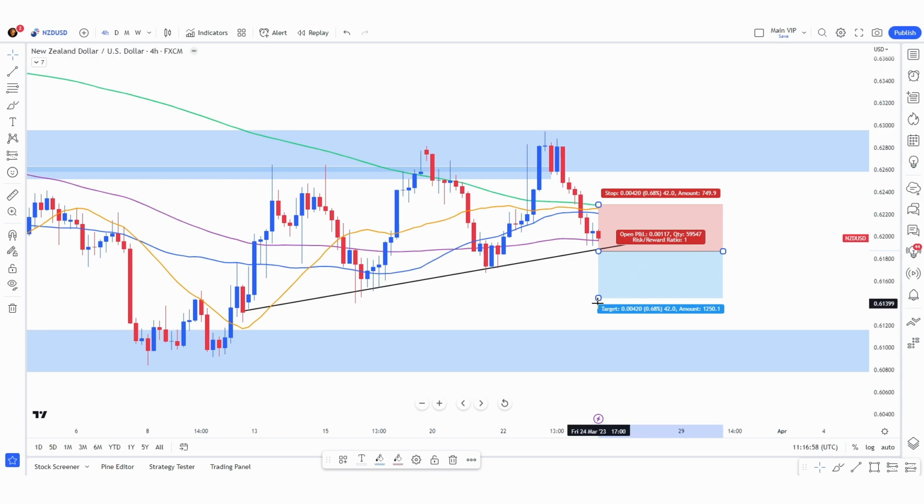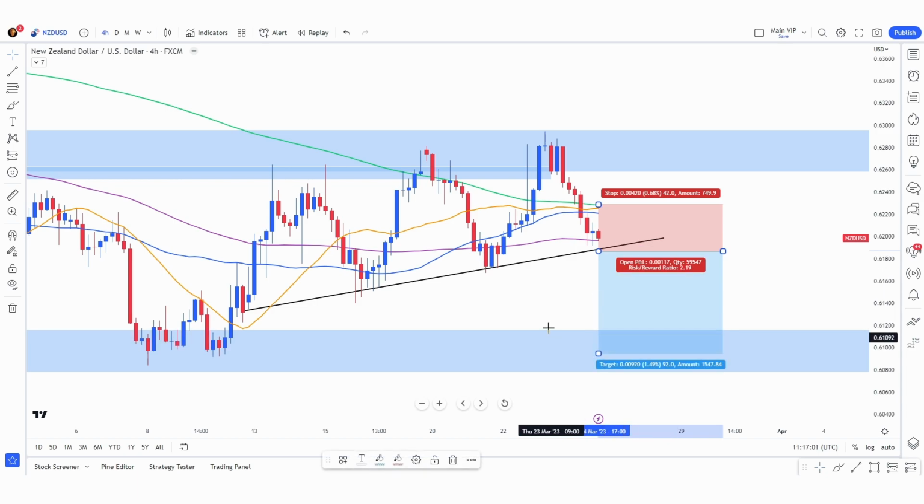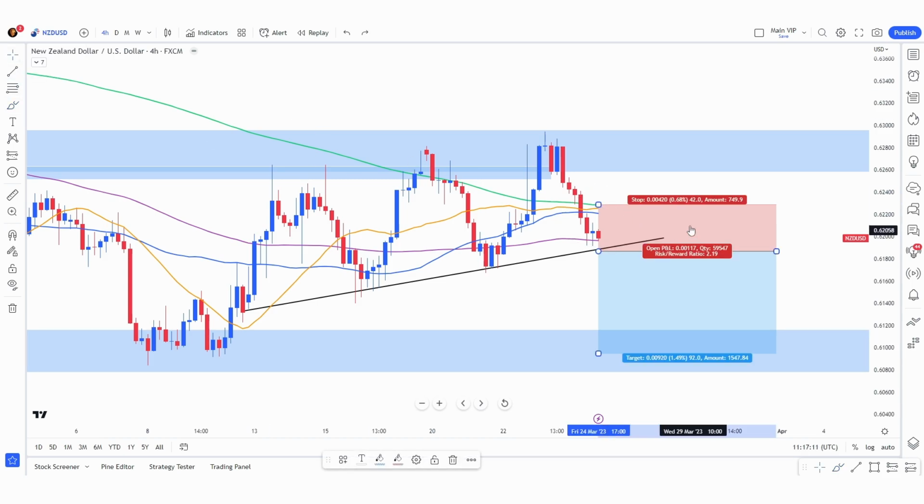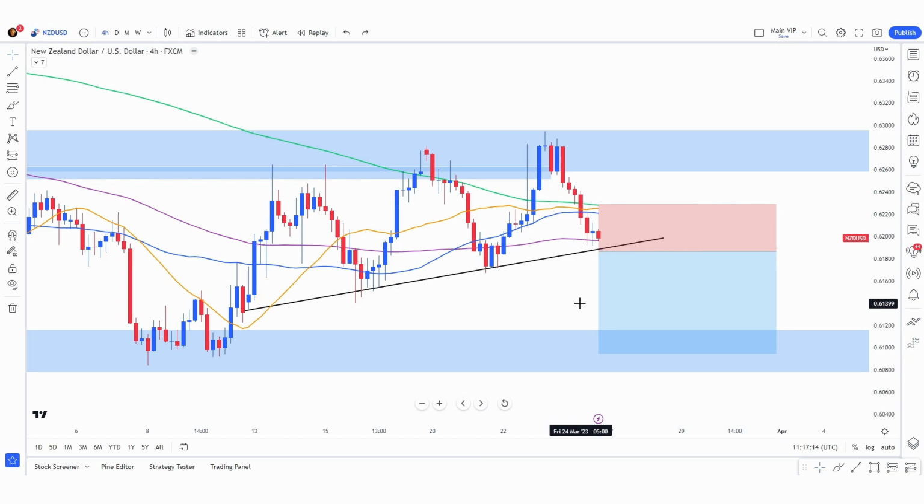If we short this position, as you can see, it would give you a nice little 2.1 risk reward. It would also cover all the moving averages with a very small stop loss level. So this is a great trade to take.